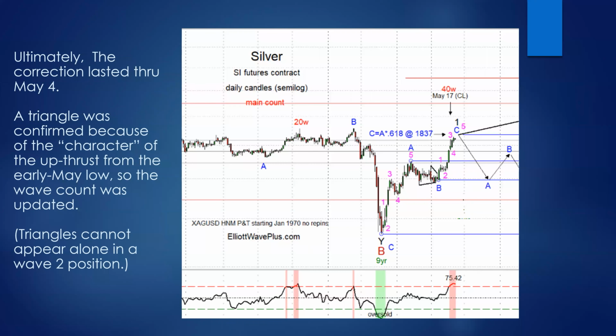If the sideways movement during April was a triangle, in Elliott wave, triangles cannot appear alone in a wave 2 position. So the move up from the March low was very likely an ABC zigzag. Notice that Hurst was projecting a 40-week cycle peak in the second half of May here.